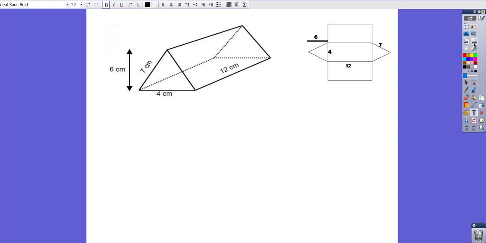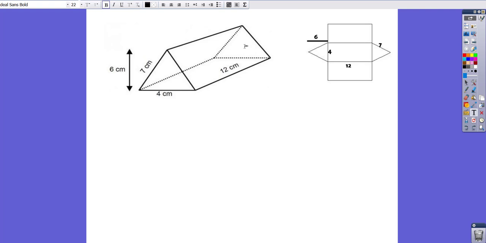So for example number 1, I gave you a triangular prism. And the reason that I know this is a triangular prism is because my bases are these triangles right here. Now this is what it looks like as a three-dimensional shape, but if I open it up to view its net, this is what it looks like. This is what it would look like if I destroyed this and opened it up completely.